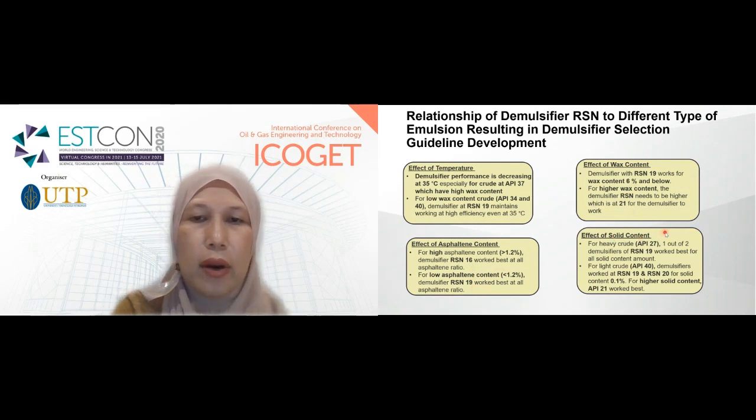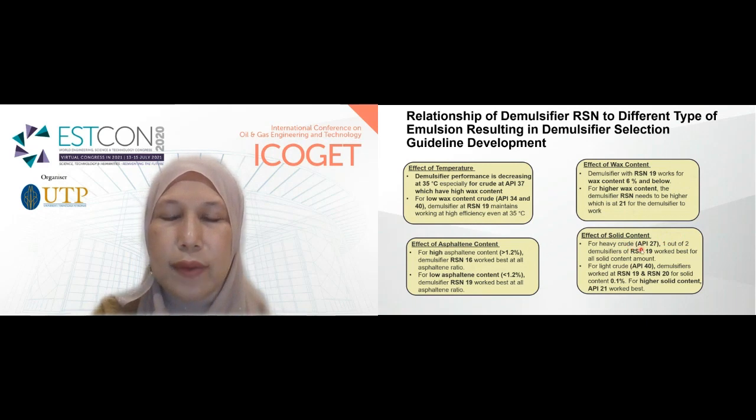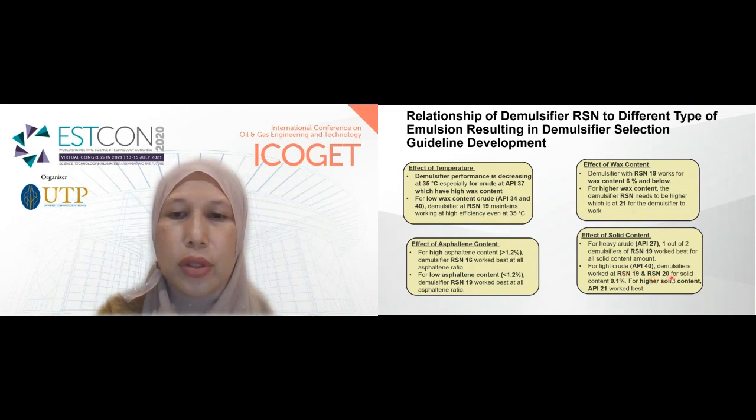And lastly, with the effect of solid content, for heavy crude of API 37, 1 out of 2 demulsifier of RSN work best for all solid content amounts. For light crude, demulsifier worked at RSN 19 and RSN 20 for solid content of less than 1%. For higher solid content, RSN 21 worked the best.